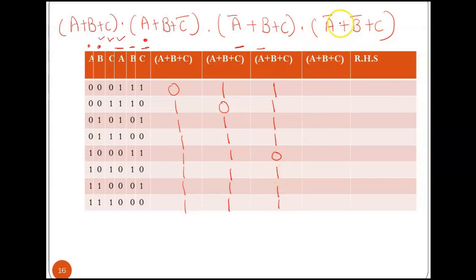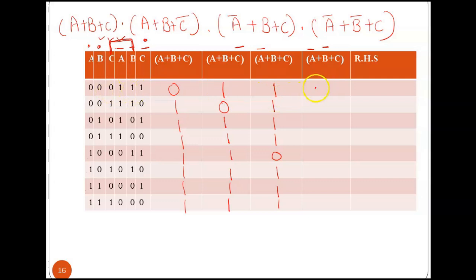Now the next is we have A bar plus B bar plus C. So this is A bar, B bar and C. You can see A bar, B bar and C. So the third, fourth and fifth column, right? This is C and A bar and B bar, right? So again I am repeating, these three we are going to cover, these three, right?